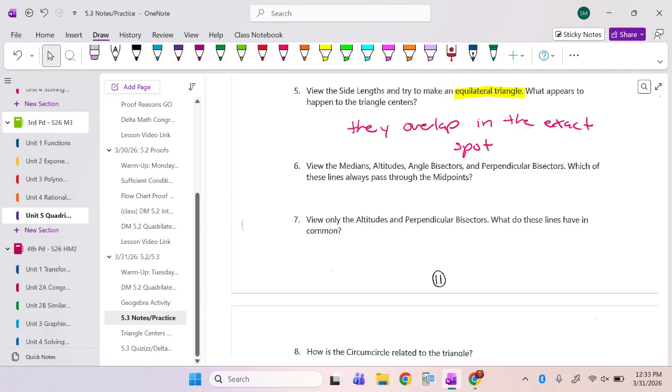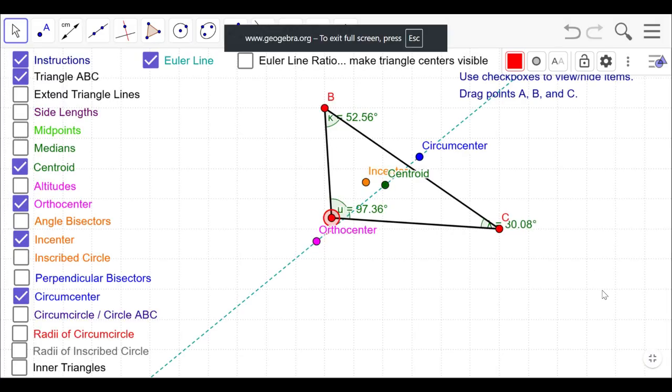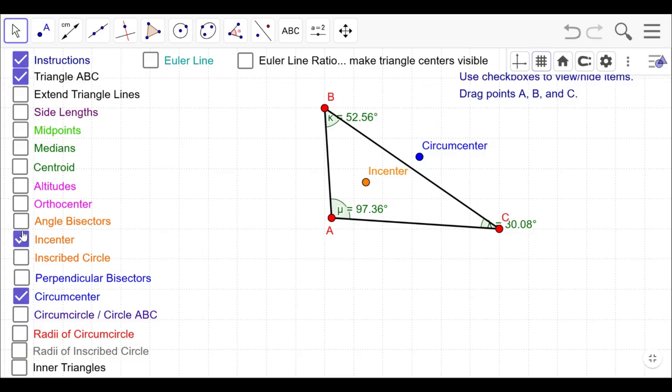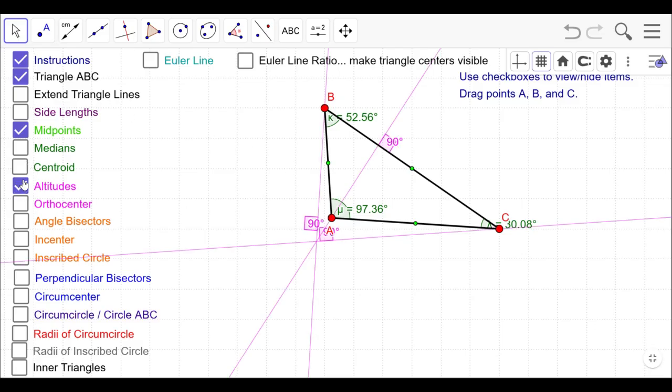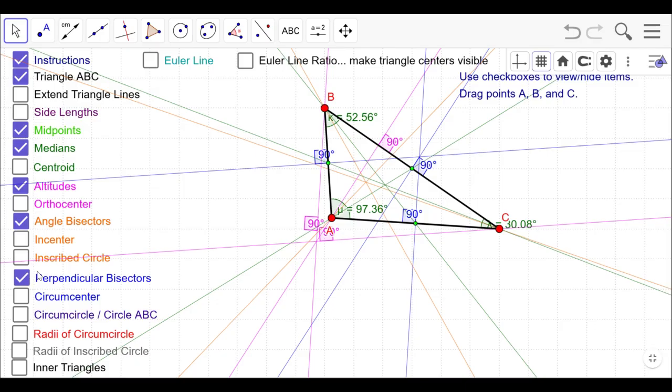Now, let's look away from the centers for right now. And now we're going to look at the lines. So I'm going to click off the Euler line, and I'm going to click off my centers. And they asked me to see which lines go through my midpoints. So I'm going to click on my midpoints. So that should give these little green dots when you click midpoints. Now, the lines they asked for were the altitudes. So I'm going to click that. The medians. The angle bisectors. And the perpendicular bisectors.